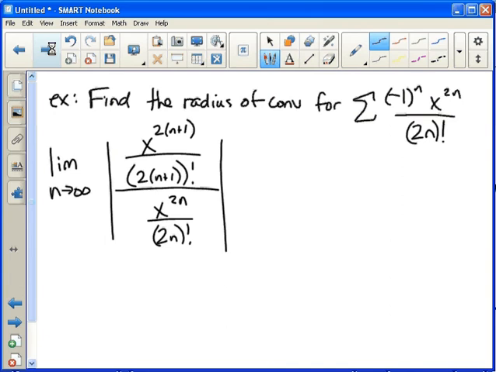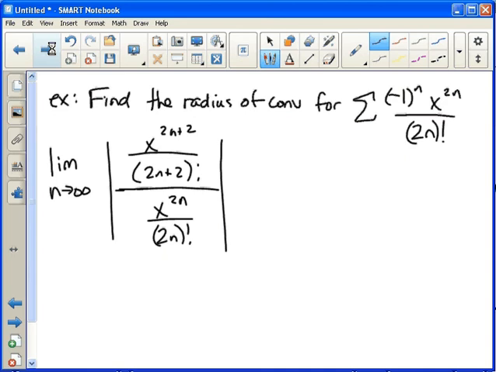The reason again for that is whatever was happening to n, you have to do to n plus 1. So if n was being doubled, n plus 1 has to be doubled. So we end up with x to the 2n plus 2 over (2n plus 2) factorial. Notice I didn't include the negative 1 to the n. That's because of our absolute value signs. All negative 1 to the n does is alternate between negative 1 and positive 1. And since we've got the absolute value signs, it's just going to make it positive 1 all the time, so there's no reason to write it.